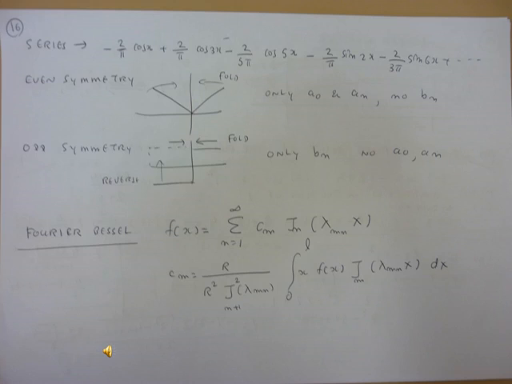The even symmetry functions have only a0 and a_n values, so no b_n value. And the odd symmetry is also similar, right? So you can see that the quadrant 1 value and the quadrant 3 value.